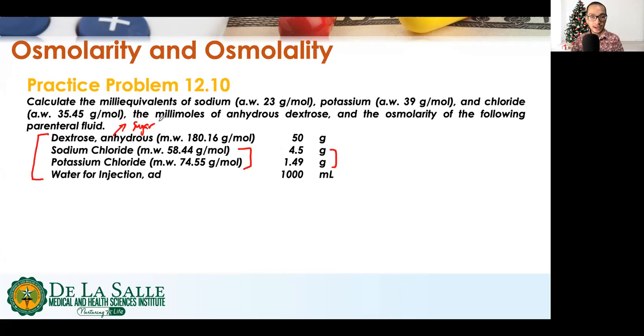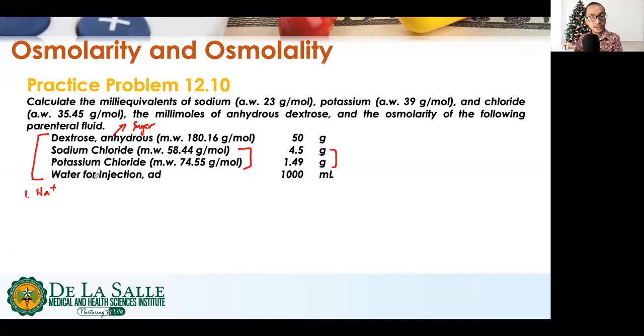Okay? So, I want you to work with me here. Okay? So, calculate the number of milliequivalents of sodium, potassium, and chloride. Okay, ayan. So, we are given the following. So, let's begin with sodium.